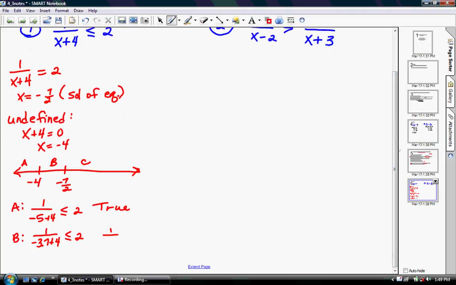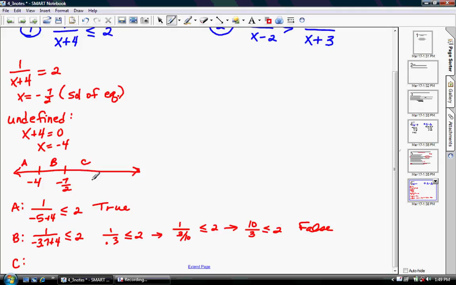Well, what is that? That's really 1 over 0.3, right? Is that less than or equal to 2? But 1 over 0.3 is really 1 over 3/10. You could use your calculator to do this. I'm doing this all by hand. But 1 divided by 3/10 is really the same thing as 1 times 10/3, which is just 10/3. But 10/3 is 3 1/3, so that is not less than or equal to 2.